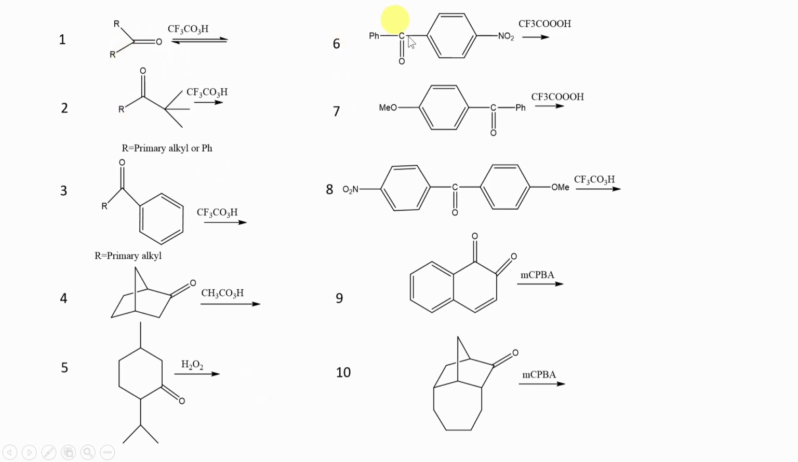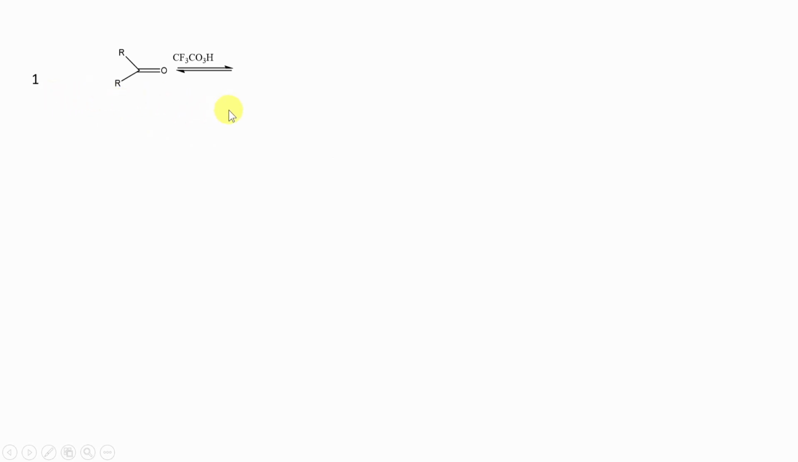These are the 10 examples I am going to discuss here. I will take each of these examples one by one and discuss their mechanism in detail. See, it is the first example, a ketone on treating with trifluoroperacetic acid, forming the corresponding ester.